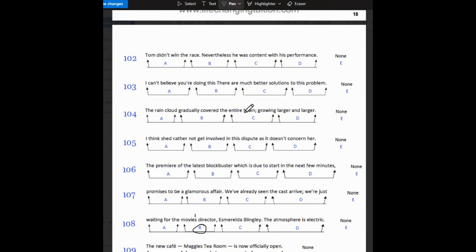An independent clause is when you can say the sentence alone and it makes sense, right? Now, growing larger and larger isn't an independent clause, it's a dependent clause. Why is it dependent? Because it's depending on the sentence before for it to make sense. Okay, so the rain cloud gradually covered the entire town, growing larger and larger. That should not be a semicolon, it should just be a comma. So I'd remove that. And that's going to mean option C is the error.